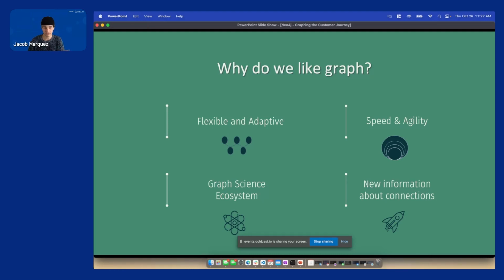There's obviously the graph science ecosystem. When we're talking about Neo4j, it's built in. You do have to pay for it, but it's there, super convenient. It's all done for you versus having to create your own algorithms. And you can extract new information about connections that you wouldn't get from relational tables, right? It's the structure of the graph that can provide more information. We'll get to that when we talk about embeddings, because that's a key part of that.